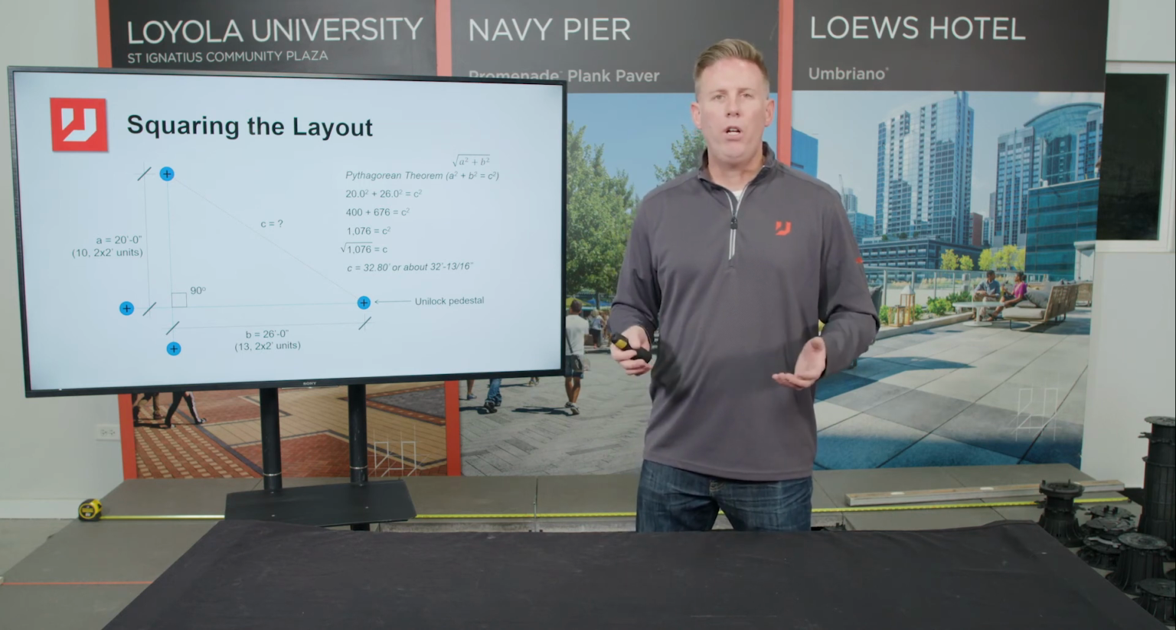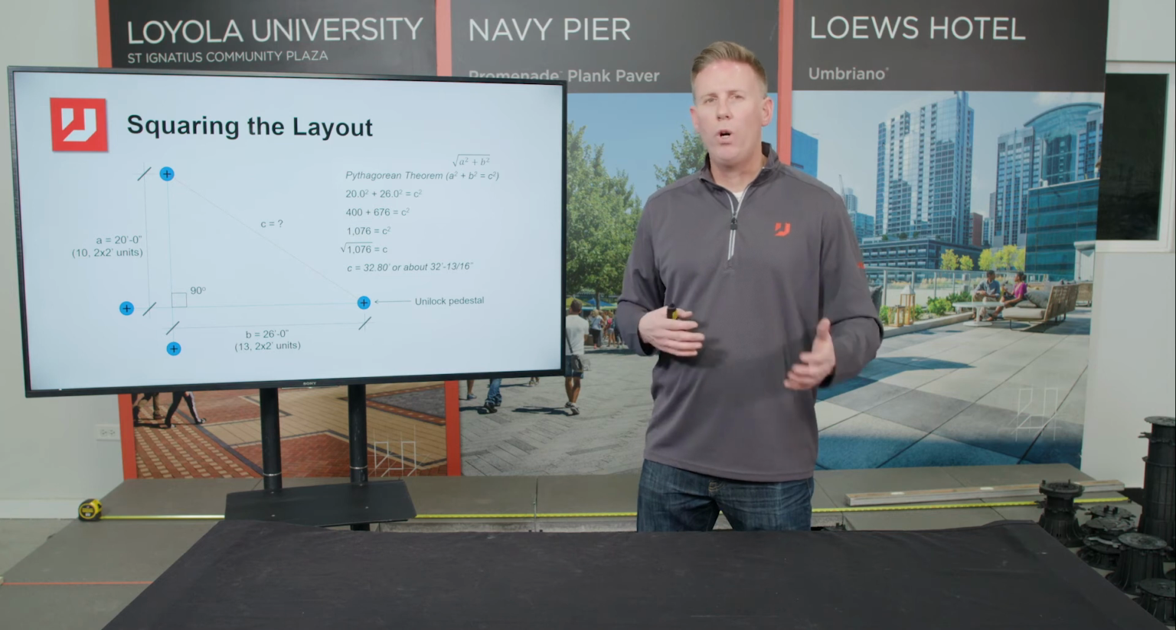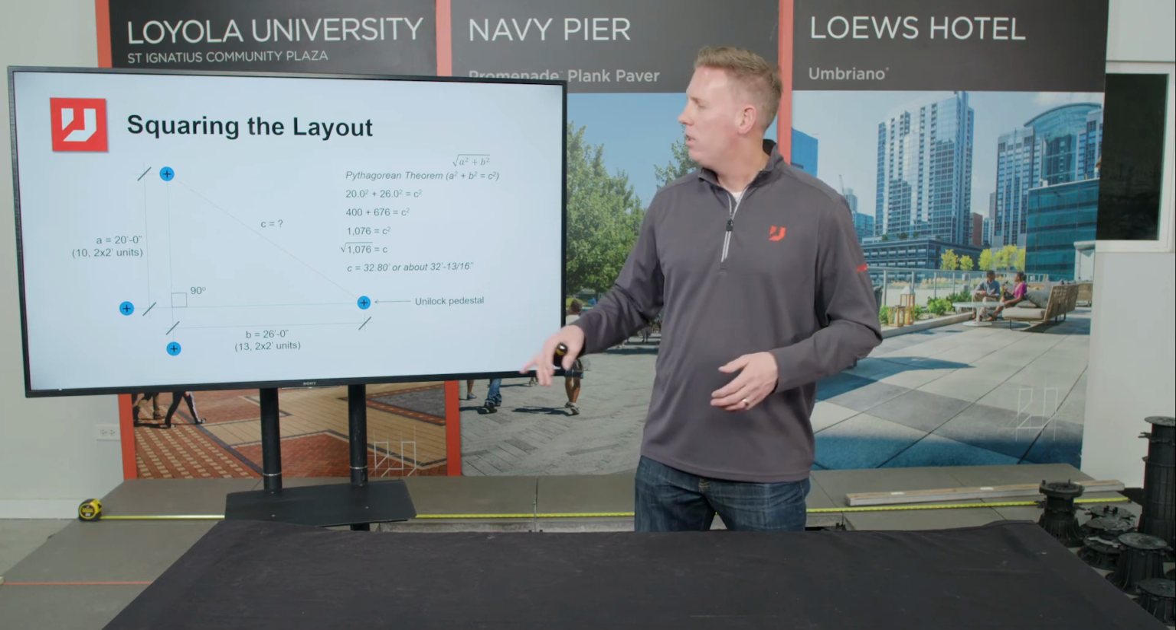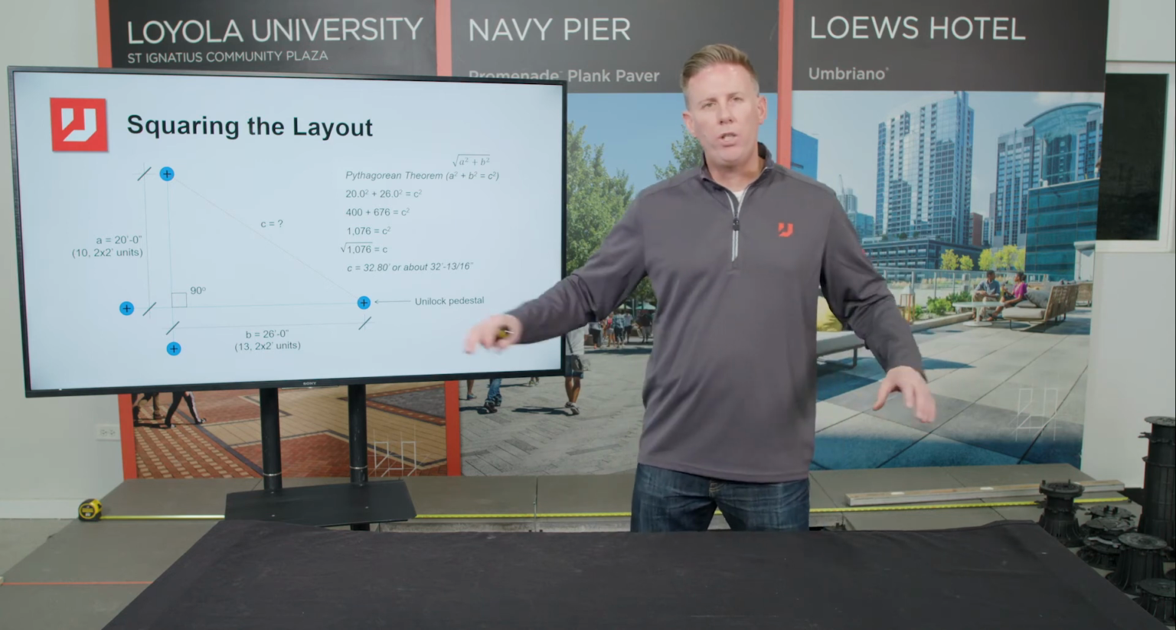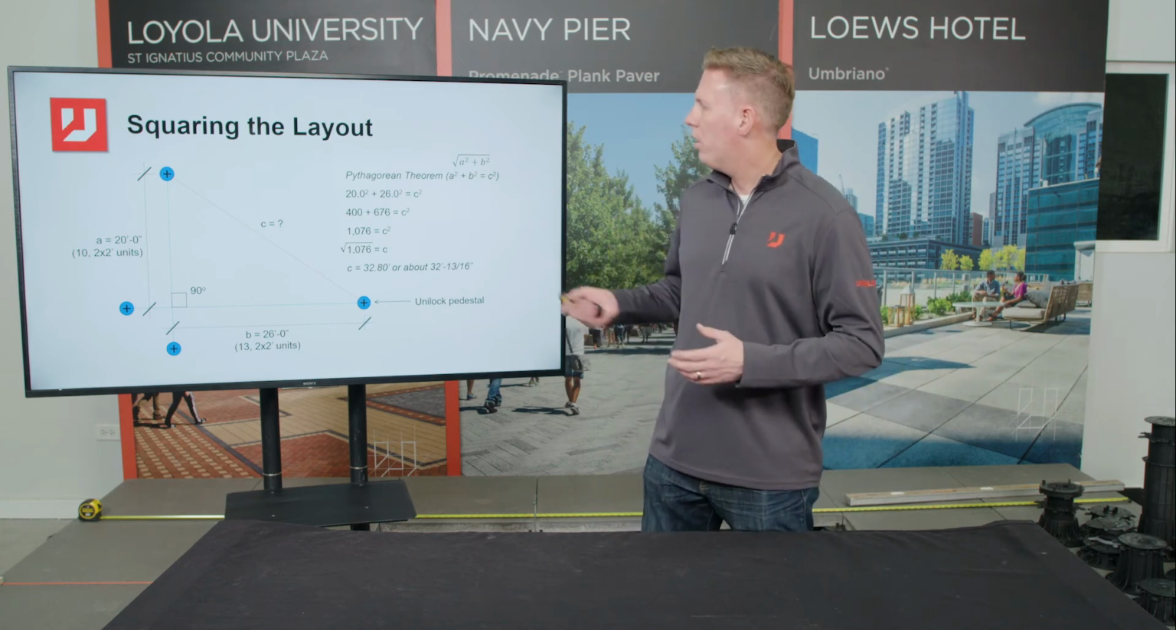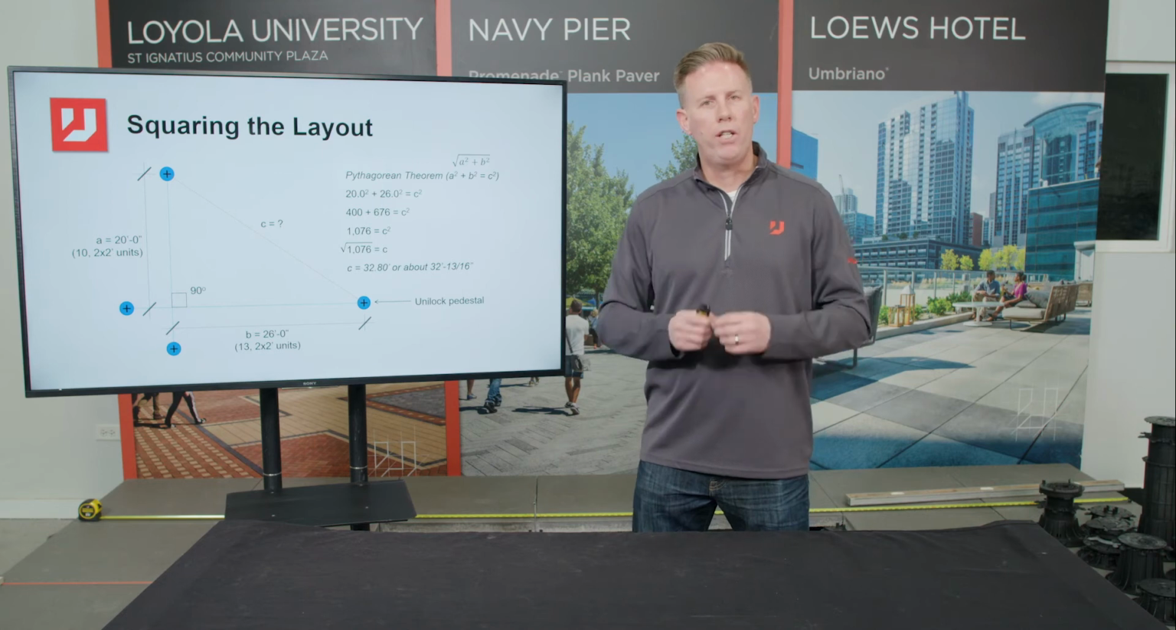We offer the Umbriano XL size, which is about 21 inches by 35 inches. So it's not easy to calculate that. If you do start to put those out and lay those out initially, you can use the Pythagorean theorem to easily calculate that correct dimension.